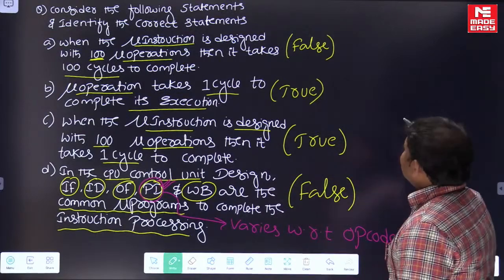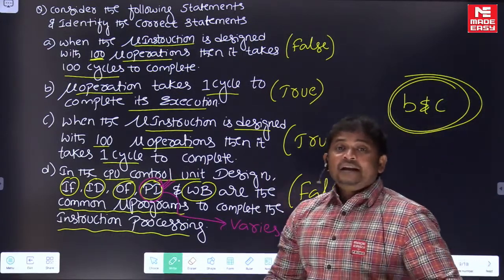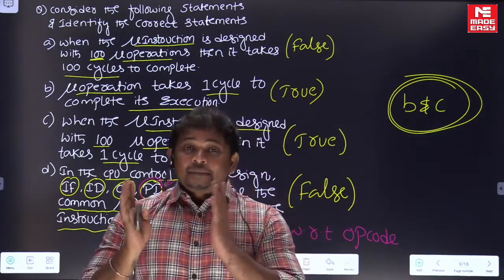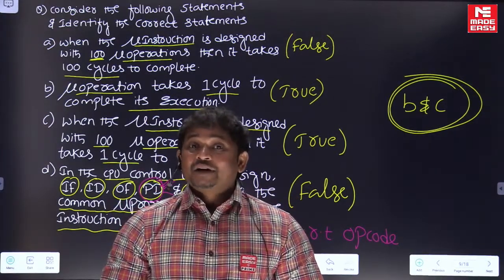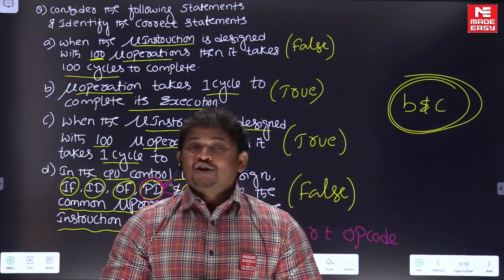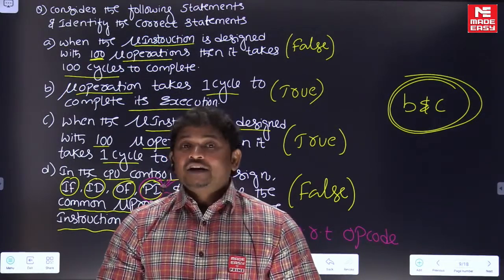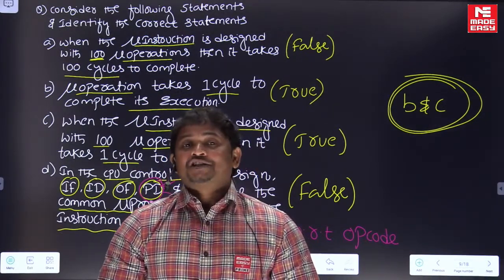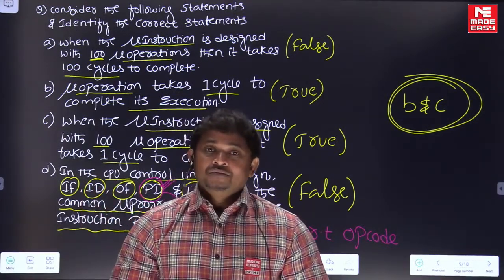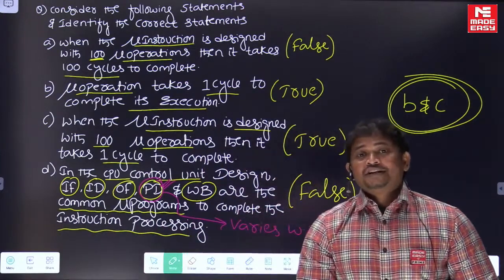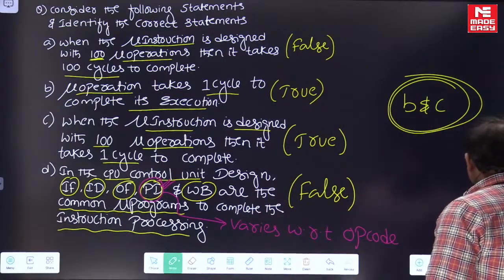So the correct statements are B and C. Okay students, many students gave the answer B and C. Some students gave the answer B, C, D. D was also given as a right answer, but that is not correct. D is wrong because PD, process data, is not a common microprogram for all instructions. According to the opcode, processing will change. I hope you understand. Is it clear, dear students? All right. Now, go to the next question.